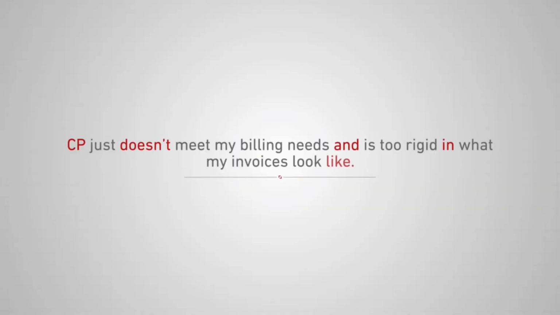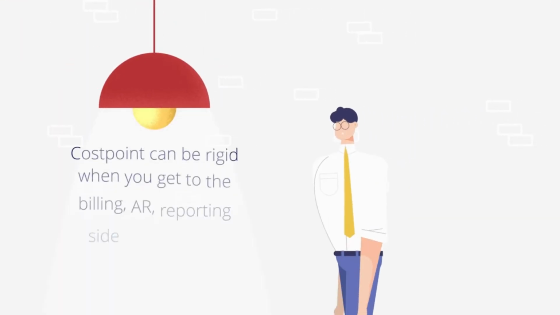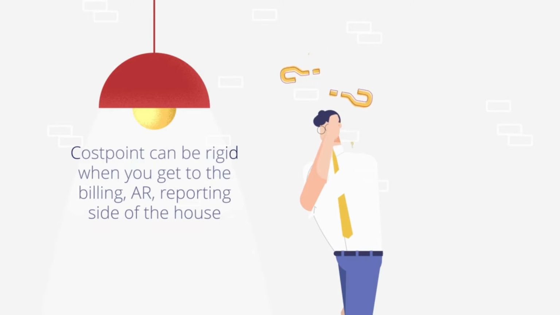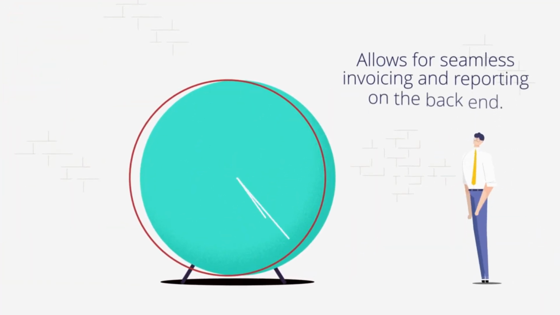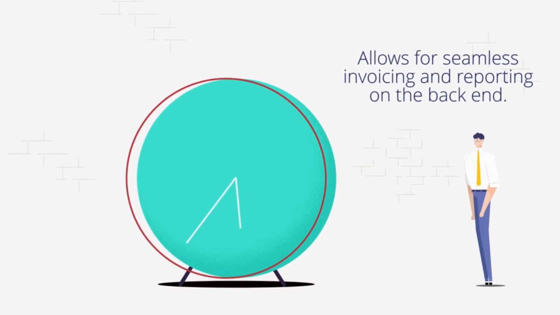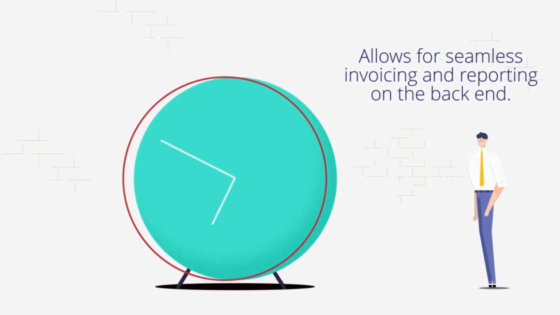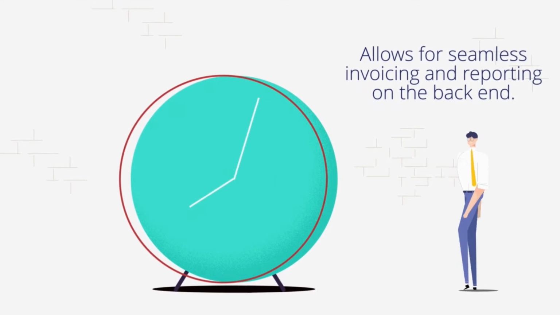Costpoint just doesn't meet my billing needs and is too rigid in what my invoices look like. Costpoint can be rigid when you get to the billing, AR, and reporting side of the house, if the project structure is not set up to handle your billing and reporting needs. We find often with our clients that spending extra time upfront to understand all requirements and building those requirements into the project structure allows for seamless invoicing and reporting on the back end.